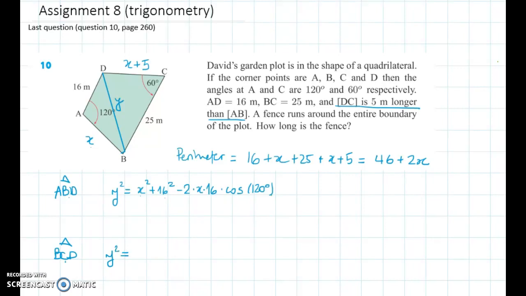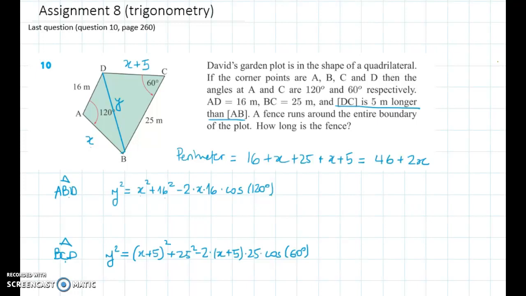We can write something similar for the triangle BCD. In this case, Y squared is going to be X plus 5, so that's the measure of one of the sides, all of that squared, plus 25 squared, minus 2 times the product of the sides, so X plus 5 times 25, times the cosine of the angle between X plus 5 and 25, so cosine of 60 degrees.